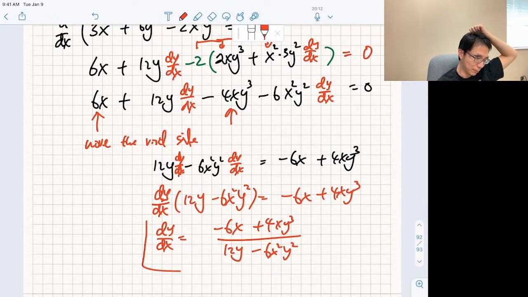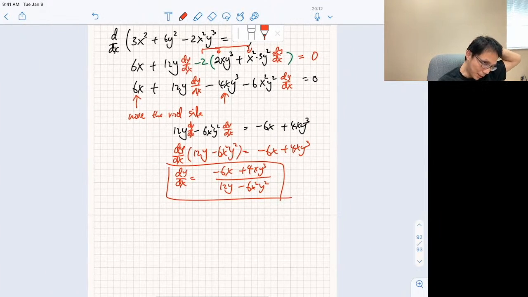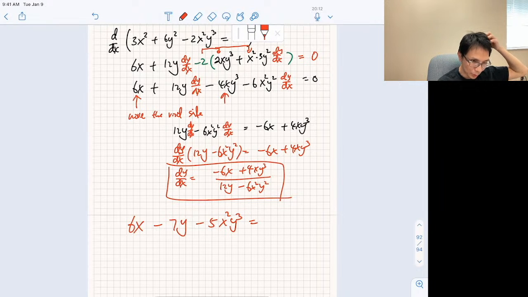So then I'm done. That's what the dy dx is. Now you guys gonna try it. So let me say 6x minus 7y minus 5x squared y to the third is equal to 10x. So I want you to take a derivative of this.